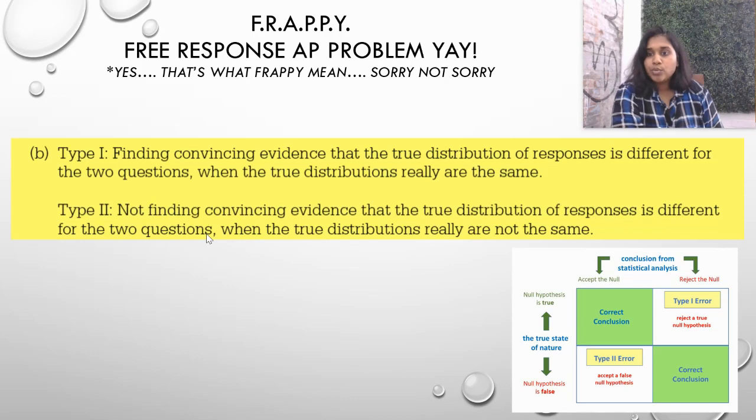Type 2 would be that we did not find convincing evidence that they were different, but that's actually not true. The true distributions really weren't the same. So those would be the two type errors with context from the question.